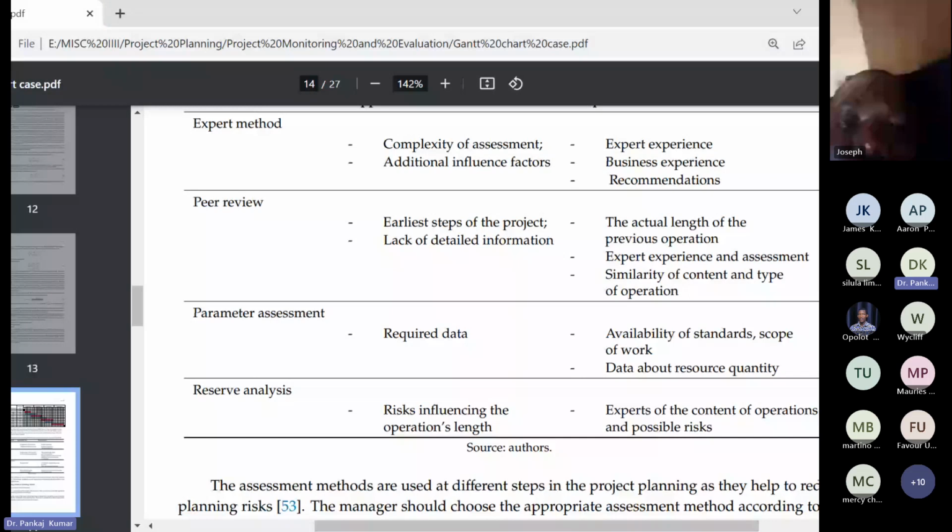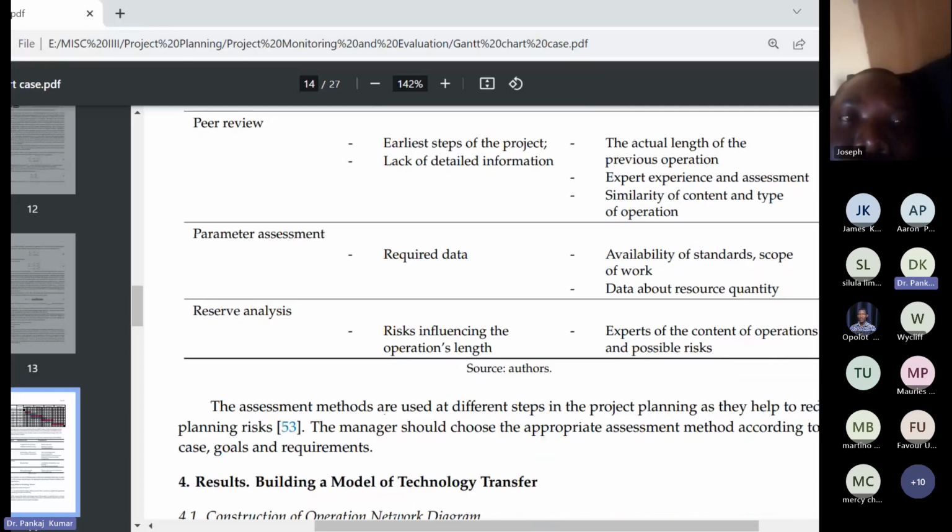So parameter assessment is an ongoing process in project management, helping project managers and teams to stay aligned with the project objectives, detect issues early, and make informed decisions. It provides a basis for proactive management and ensures that the project remains on track to deliver its intended outcomes. This is parameter assessment. Now, we will talk about reserve analysis.